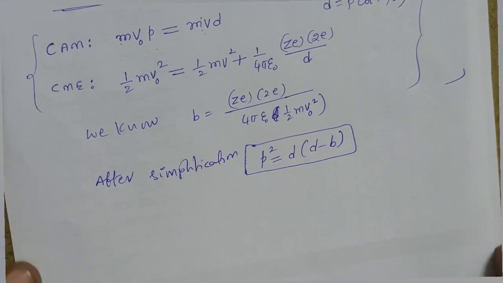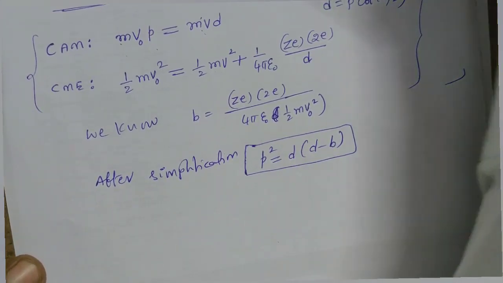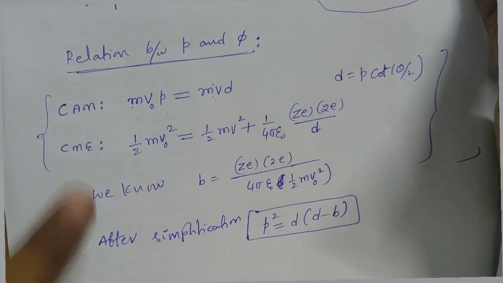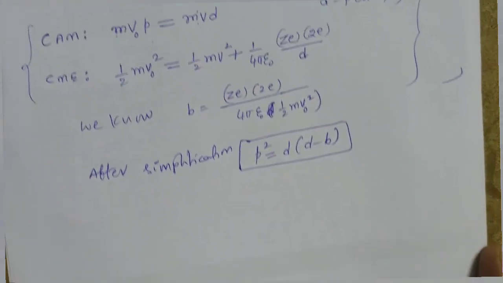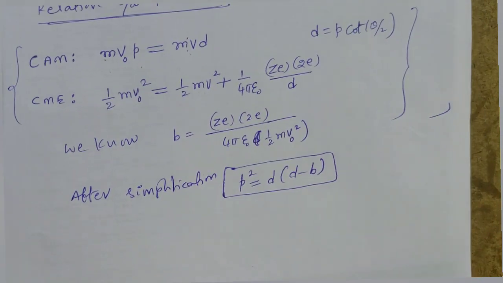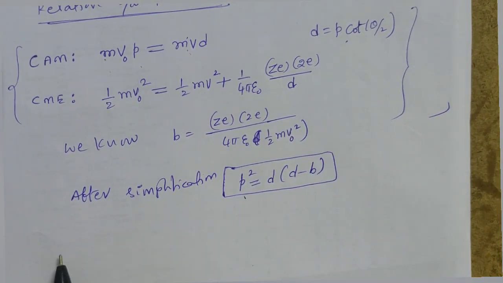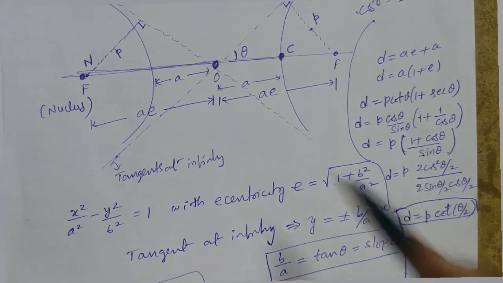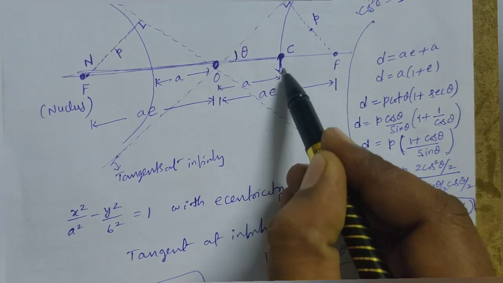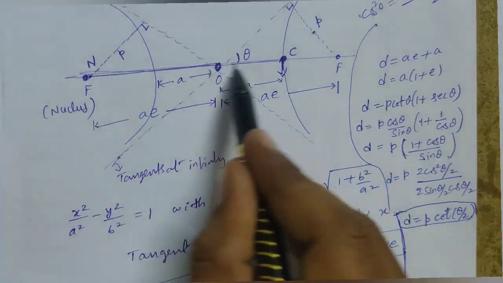Now the heading itself, relation between P and phi. So now move on to the next step. I know the D value, that is P cot theta, but substitute there. We have derived just now what the D value is. D value means when it is the nearest point, this is the distance from here to here.